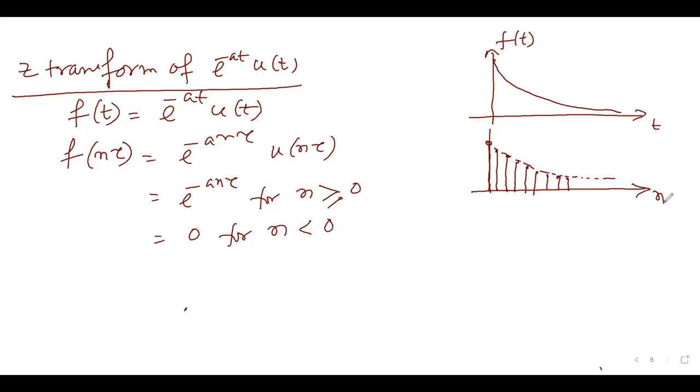This will be the question. So this is the analog signal. Sample it. You want to sample, so replace t by n tau. So now it will be minus a n tau. After sampling, it will be this to the power minus a n tau. So what will be the z transform?